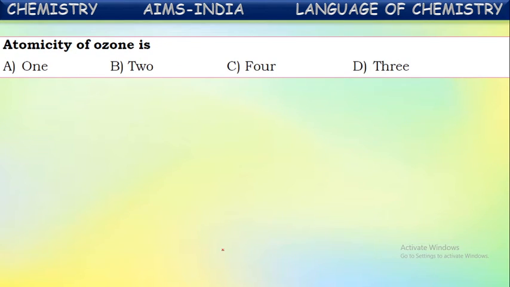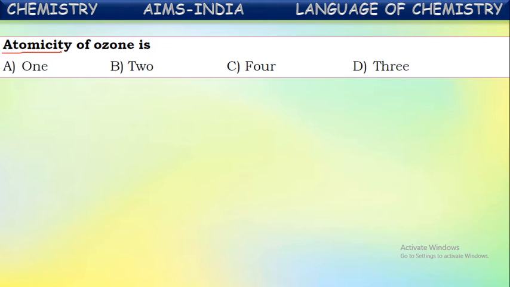Atomicity of ozone is. What is atomicity of ozone? What does it mean here? Atomicity represents the number of atoms present in one molecule of an element. So some elements have only one atom in their molecule, some have two, some have three, and some have more than this. Based upon these, elements are classified in different types: monoatomic, diatomic, triatomic, polyatomic.